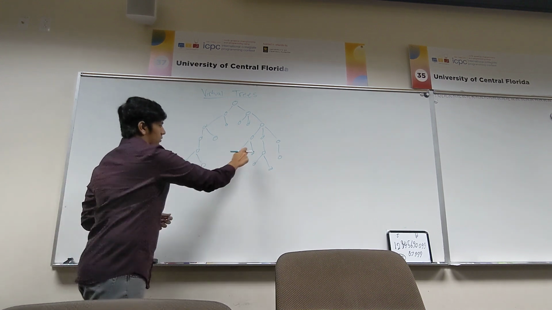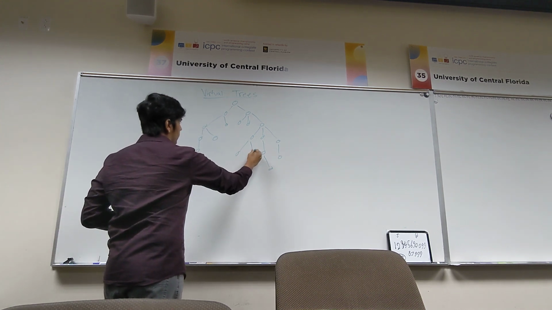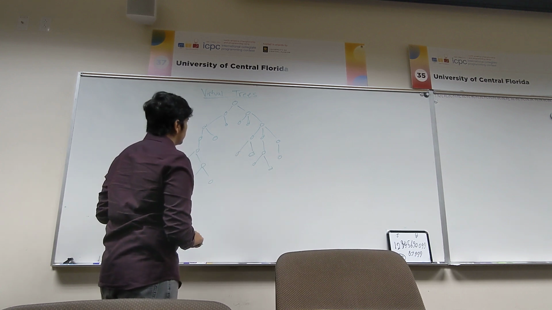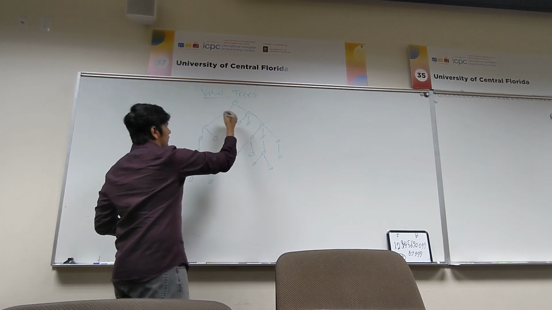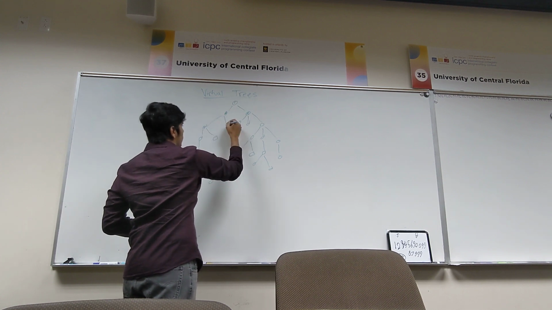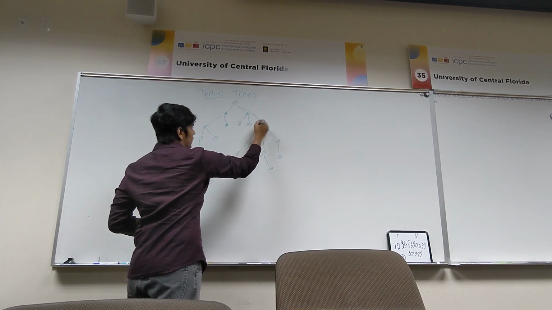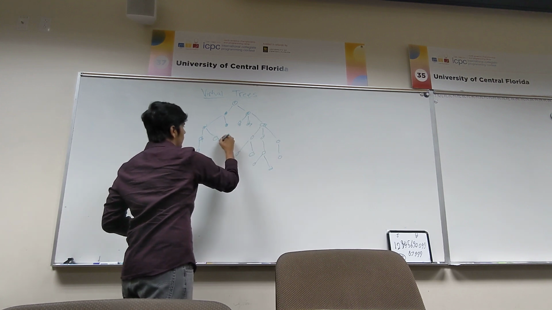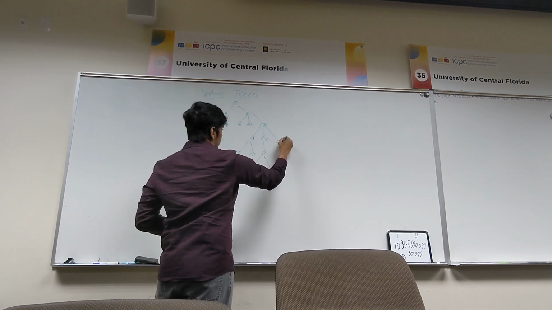Okay, I don't know, let's just label these at random. Let's label this really quick. 3, 4, 5, 6, 7, 8, 10, 13.